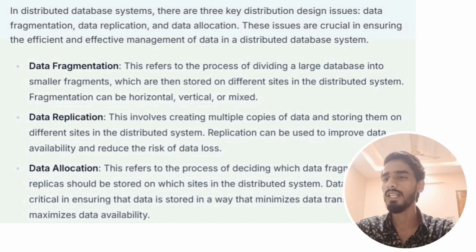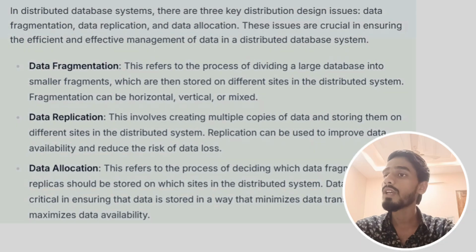Data allocation. This refers to the process of deciding which data fragments or replicas should be stored on which sites in the distributed system. Data allocation is crucial in ensuring that data is stored in a way that minimizes data transfer and maximizes data availability.